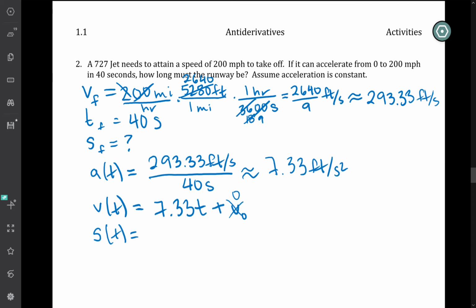Kind of wishing I left things as fractions right about now. We divide that by 2 again. Too early to do mental arithmetic.